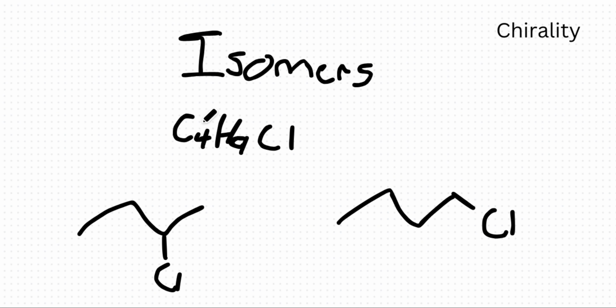Now let's talk about isomers. These are what are called constitutional isomers. They're not the same compound, but they have the same chemical formula. As you can see, the chlorines are on different carbons. These are constitutional isomers.